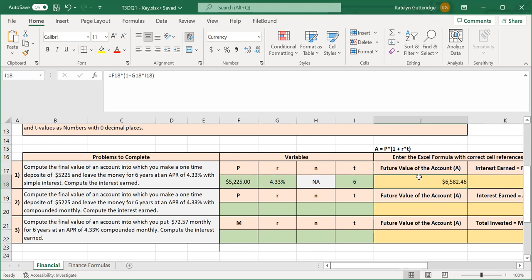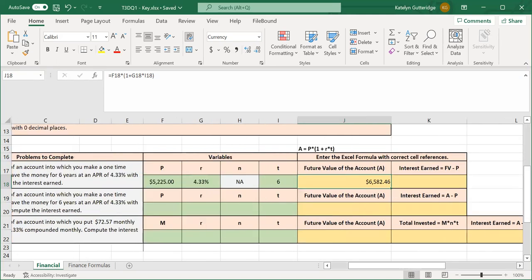And a quick little double check, our money is increasing. We are making a deposit into an account. We're leaving it. We're earning interest on that money. So we want to see it grow. We started with 5,225 and it grew to 6,582. So it's a quick way to double check. We can see that our money is growing as we invest it.